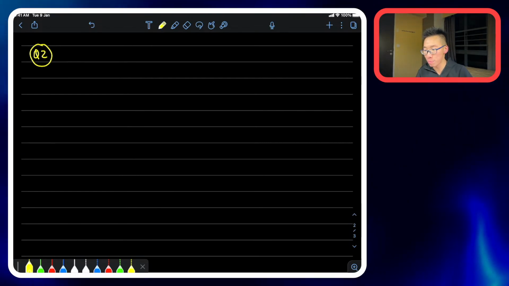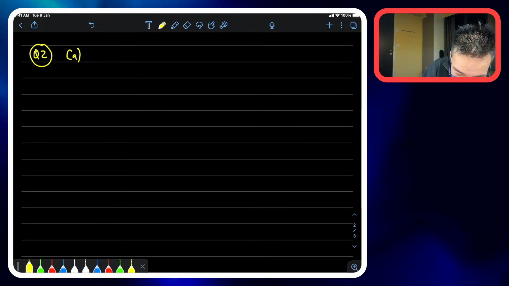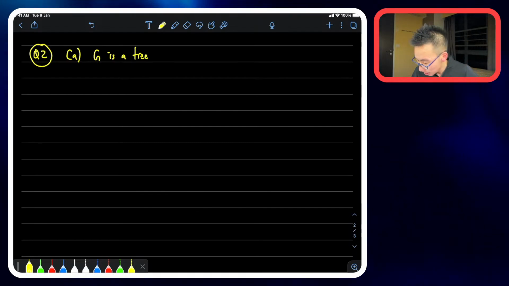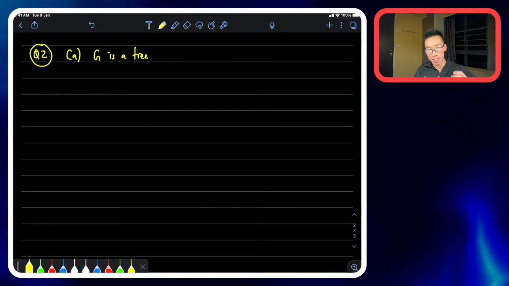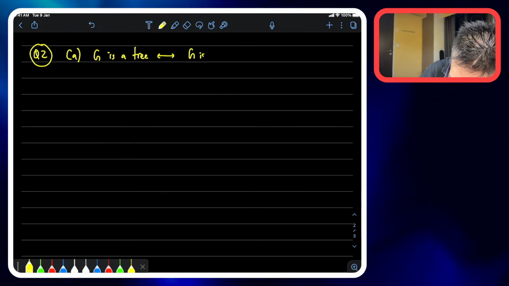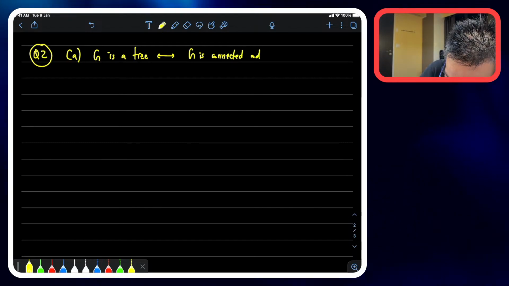We have a bunch of propositions. The first proposition is that the graph G is a tree if and only if it is connected and acyclic. So if and only if G is connected and acyclic.